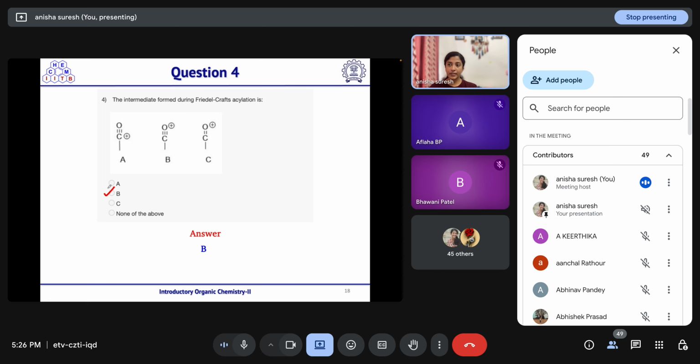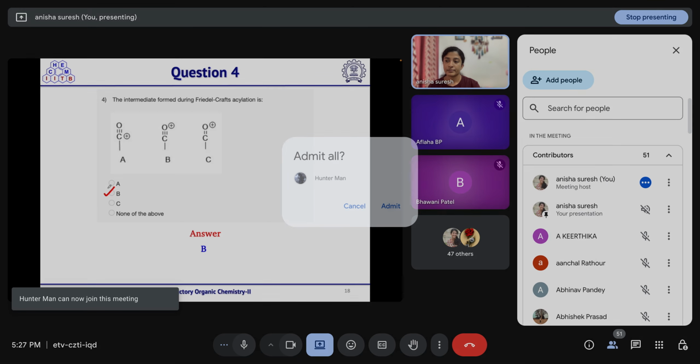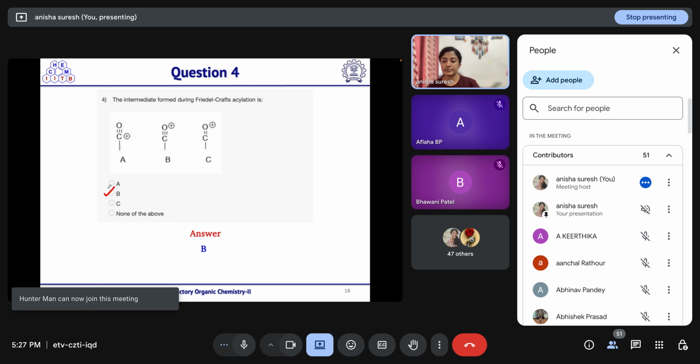Everyone is on the same page, right? It is clear for everyone, right? Any doubts? If there are no doubts, we can move to question number 5.